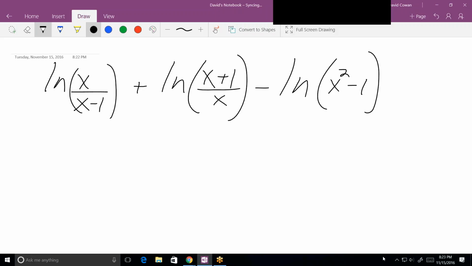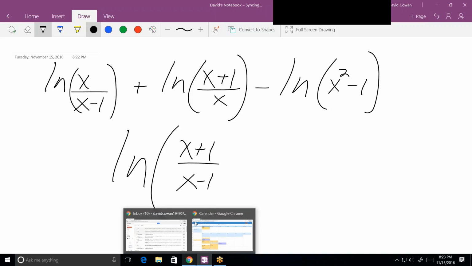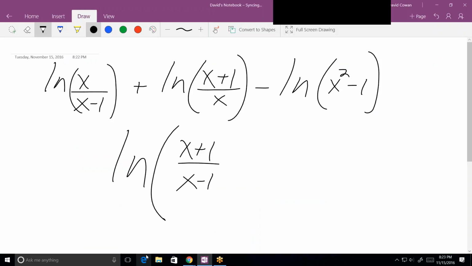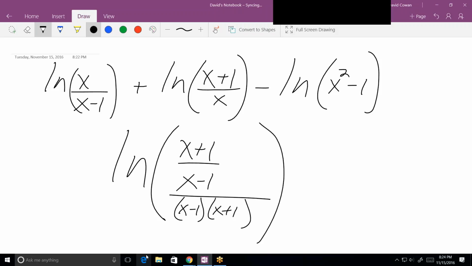We're going to put it all into one natural log. What I'm going to do is multiply that by that. What do you get? The x's cancel and you end up with x plus 1 over x minus 1, right? And then I'm going to divide all of that by this x squared minus 1, which factors into x minus 1 times x plus 1. So now I've condensed it, and all I need to do is simplify what's in the argument. But you see how I got everything?